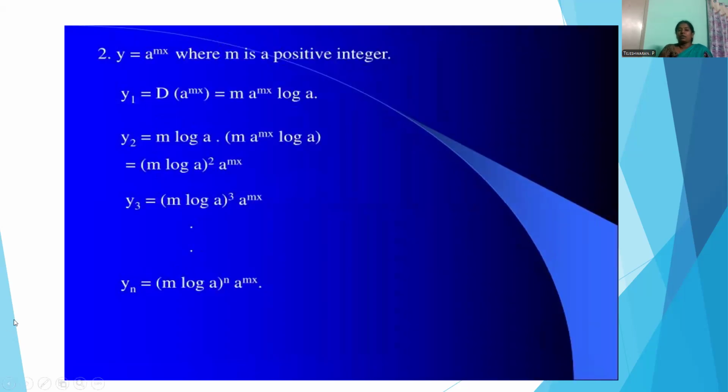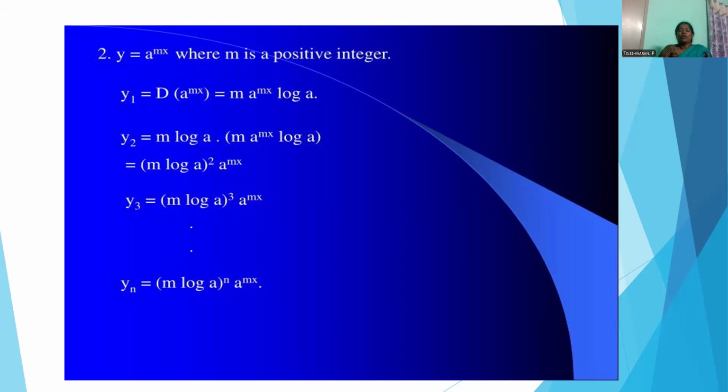In the second example, we have y equal to a power mx, where m is a positive integer. If we differentiate y with respect to x, that is y1, y1 is denoted by dy by dx, otherwise capital D into a power mx. That is the derivative of a power mx. The answer is m into a power mx log a, because we take a log on both sides, we get m x log a.